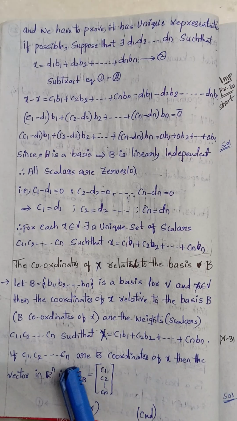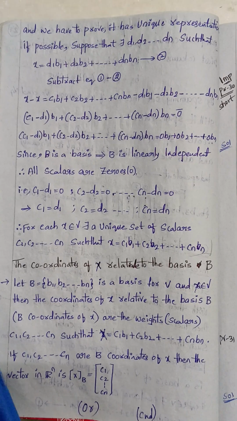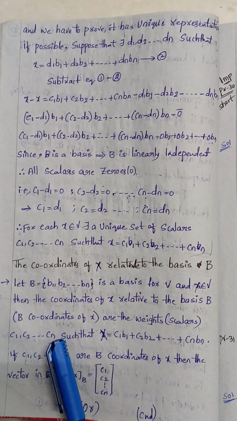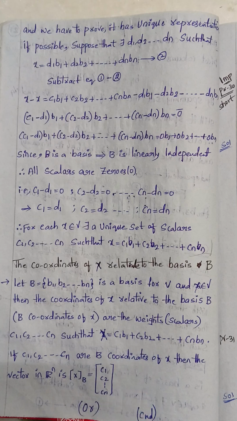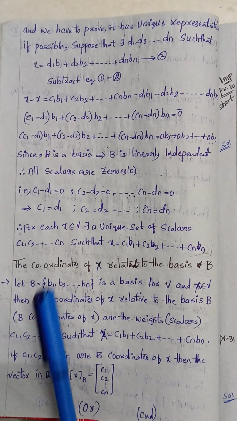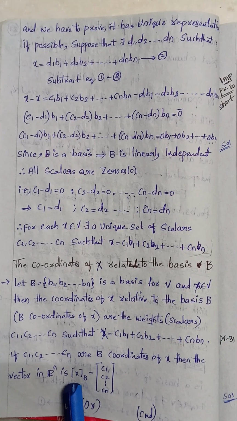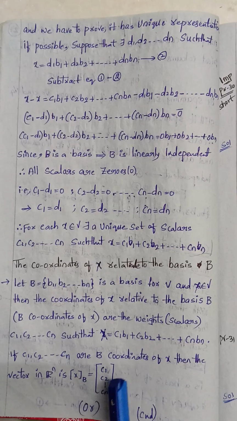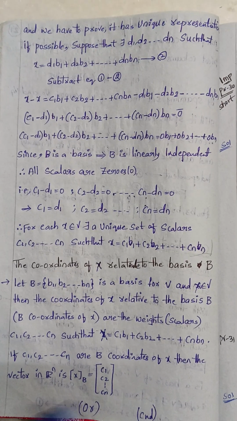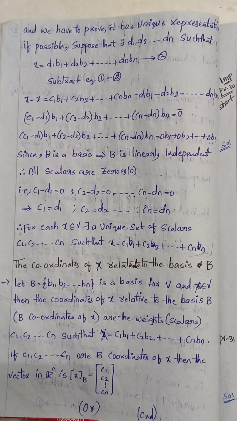For that we take some scalars. How many vectors are there here? N vectors. So we should take n scalars, c1 to cn. Then these scalars taken as a column vector are nothing but the coordinates of x relative to the basis B. This is denoted by [x]_B, whose elements are c1 to cn. So it is nothing but the scalar set taken as a vector.